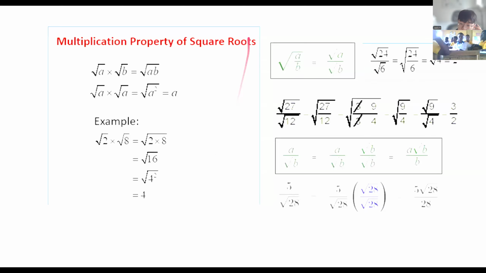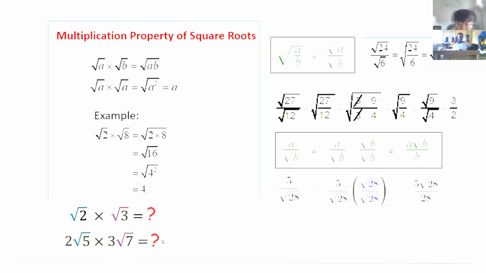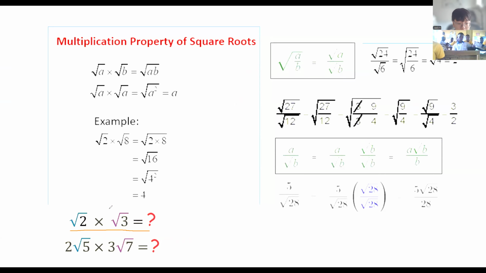Before we move on, let's just practice applying these properties. So what is square root of 2 times square root of 3? That would be square root of 6, right? Yeah, square root of 6. What about 2 square root of 5 times 3 square root of 7?